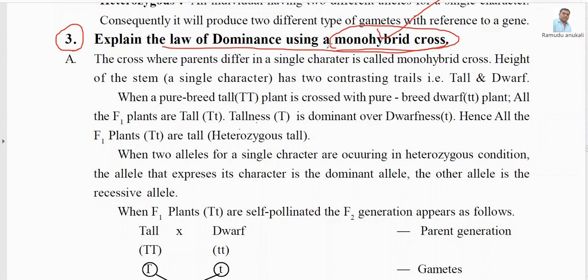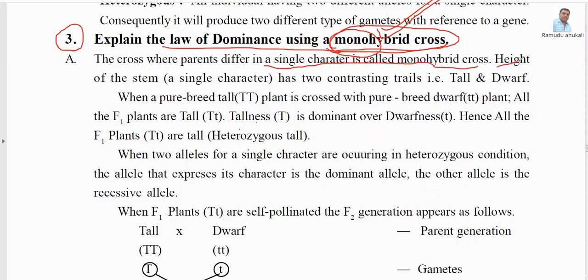Mono means single, hybrid cross. So here we are crossing two organisms by taking a single character. So crossing of two organisms or reproducing of two organisms by taking a single characteristic is called a monohybrid cross. Crossing of two organisms, that is male and female, but having a single characteristic is called a monohybrid cross. So the cross where parents differ in a single characteristic is called a monohybrid cross.